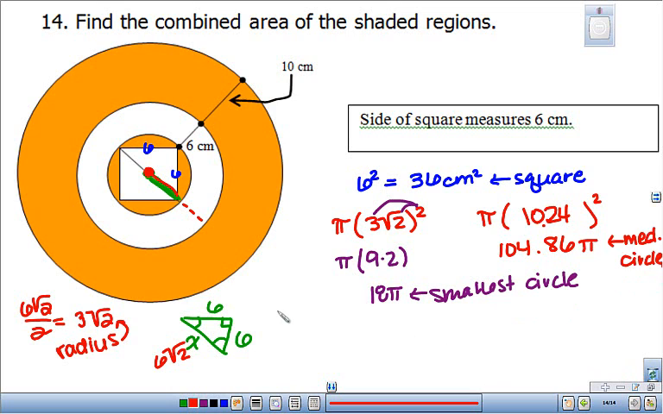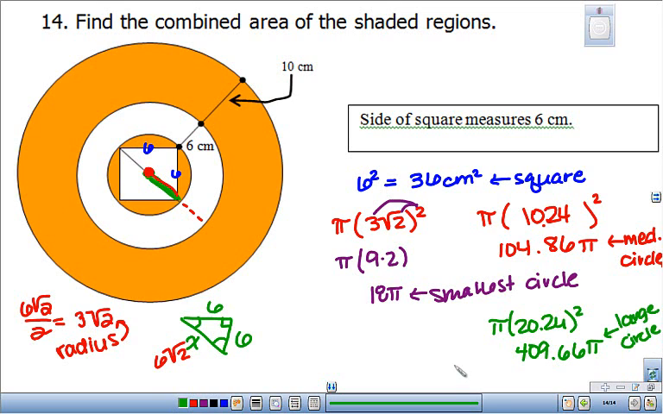And the larger circle, the outermost, adds another 10 to that. So it was 10.24. Add another 10, it's 20.24. So we have pi times 20.24 squared. 20.24 squared is 409.66, and we still have pi. And that's the area of the largest circle.